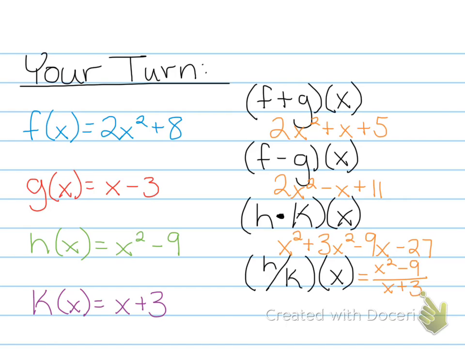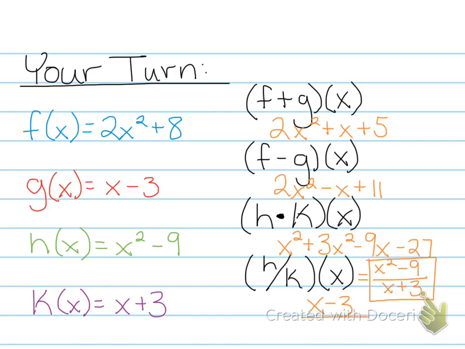Special note for the division problem, h of x divided by k of x. If you know how to factor, that x squared minus 9 can be factored. That's actually a perfect square. That can be factored with x plus 3 and an x minus 3, so then you have the x plus 3, same factor on both the numerator and the denominator. That would cancel. If you didn't, that's totally fine. This would be your final answer.